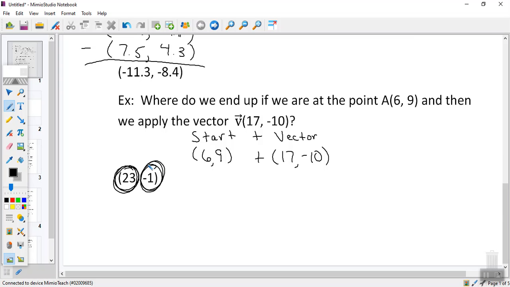The previous one says you start here, you go here. That's telling you what the vector movement was, the horizontal and vertical component change. Here, I give you the vector and say, where do you end? Do you understand the difference between the two?